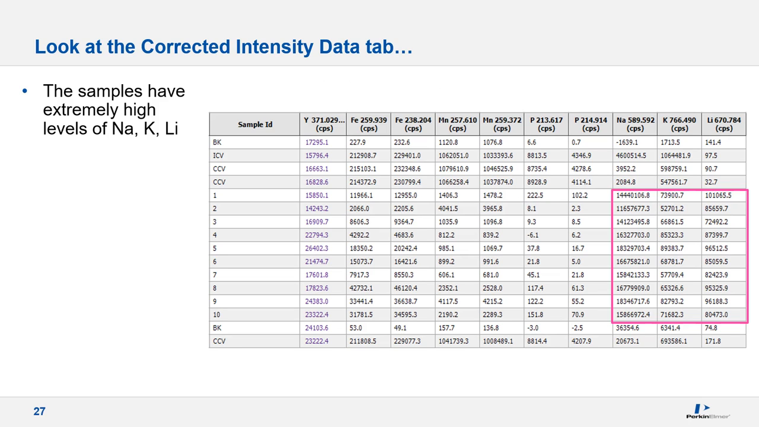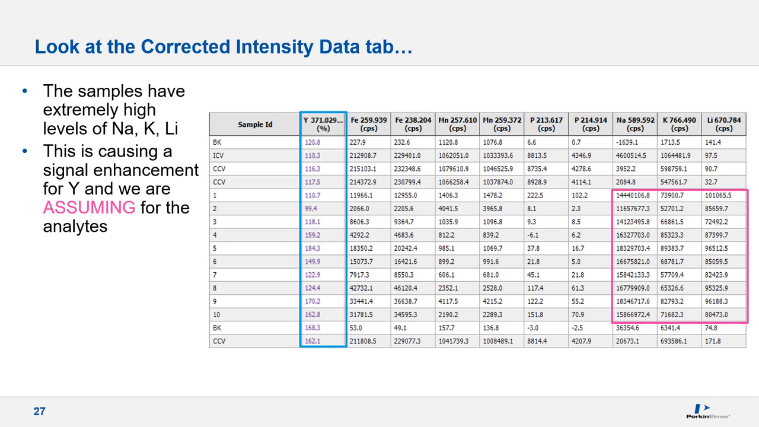Looking at the corrected intensity data tab, we see that the samples have very high, greater than 150 million counts per second of sodium and also high potassium and lithium values. All three of these elements are EIEs and likely causing the signal enhancements for the yttrium internal standard.